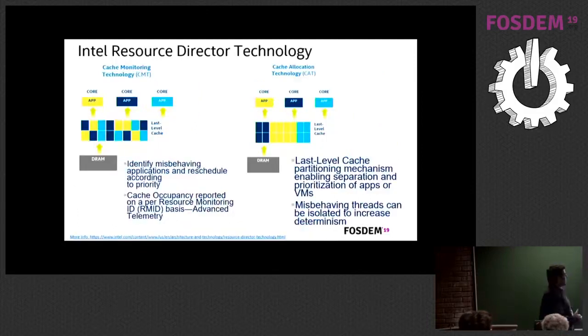In order to avoid that, Intel has introduced Resource Director Technology on a CPU. It's an umbrella of technologies, and a couple of them we'll look into today. One is Cache Monitoring Technology. It gives you hardware infrastructure to get advanced telemetry of which application uses what amount of cache, or which core uses what amount of cache. Based on this, you can identify misbehaving applications and move them around.